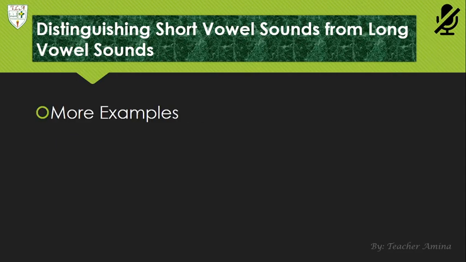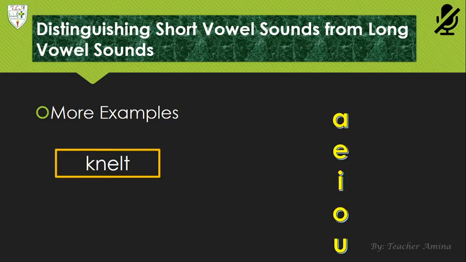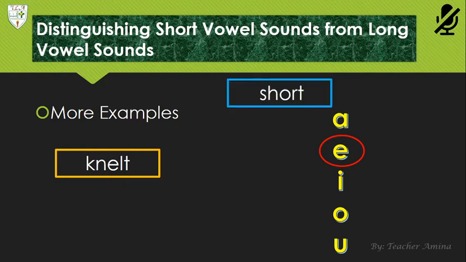Okay, for now I will show you a word and you will tell me if this sound is an A, E, I, O, or U, and if it's a long or short sound. So for example, knelt. Is it letter A, E, I, O, or U? Okay, the correct sound here is E. What is the sound of E? Is it short or long? Okay, the sound E is short.